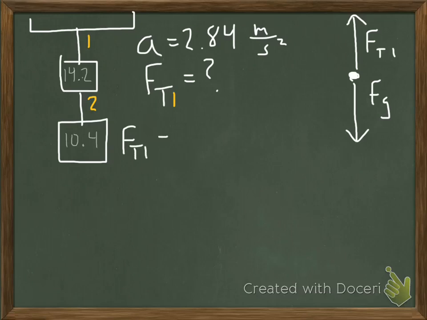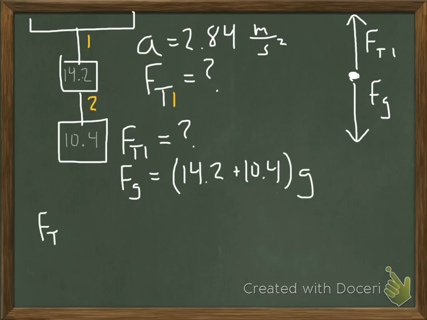So we can set up Newton's second law. I'm writing out the force of gravity here. It's the combined masses times g. So now let's write out Newton's second law expanded. The sum of the forces is equal to mass times acceleration. So the sum of the forces is the force of tension 1 minus the force of gravity. That's the net force, equals mass times acceleration.